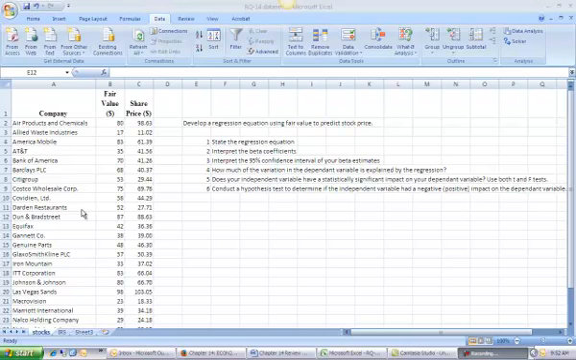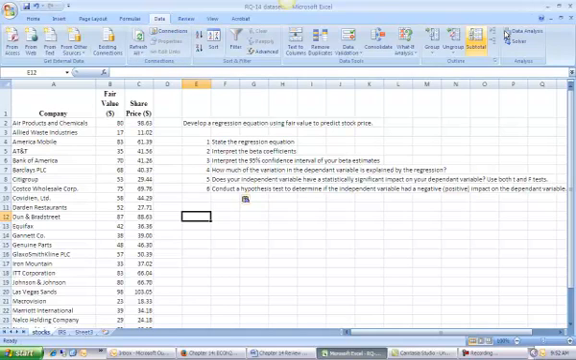So here what I want to do is see how fair value X can be used to predict stock price Y. So my independent variable is going to be fair value, and my dependent variable, Y, is going to be stock price. And I'm going to answer these 6 questions here.